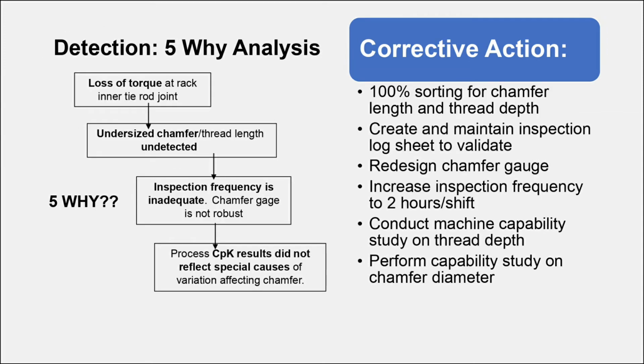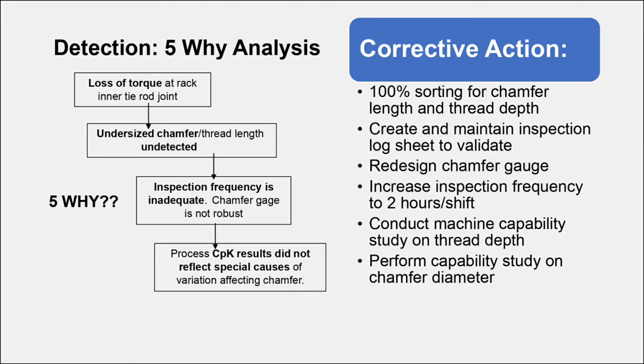Now let's take the second leg. Here we are talking about detection, that is, why that problem has happened. So if you remember, in our last video we identified that the key root cause with respect to detection is with respect to the process capability study, that the process capability study is not reflecting the special causes which are resulting in the variation, and that's why it could not be detected earlier. So what can be the possible corrective actions?